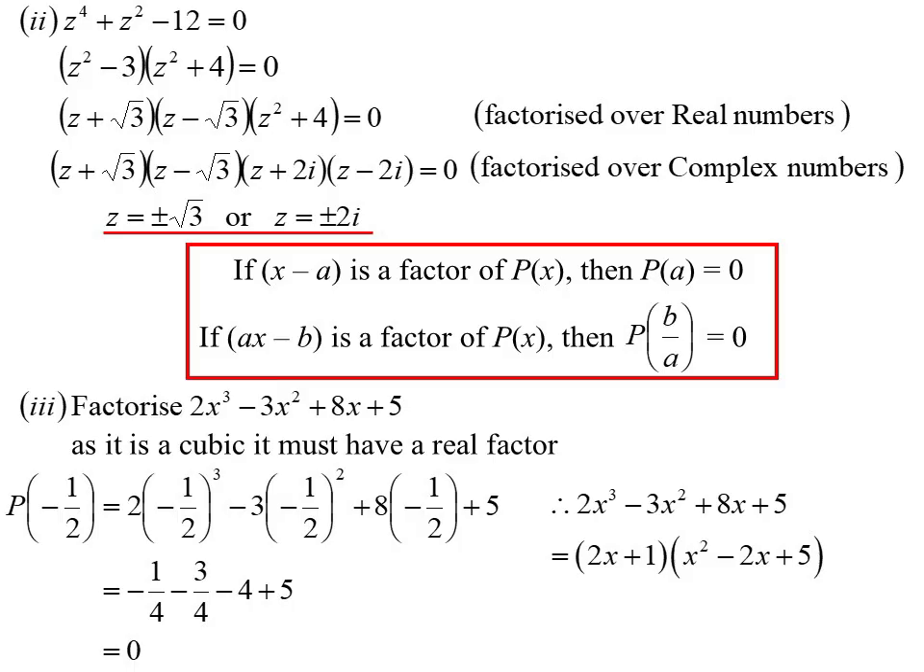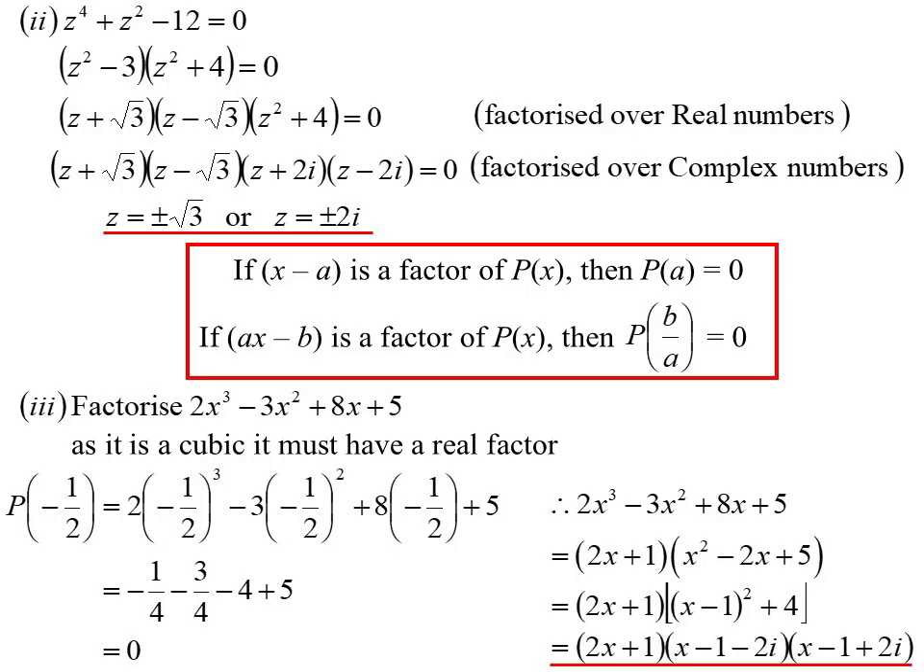And then we could do a polynomial division, or just looking at the terms to come up with the other factor. x squared minus 2x plus 5, which then I could go and factorise that one. It's a quadratic, so I can write it as difference of two squares. And there we have it: (2x plus 1)(x minus 1 minus 2i)(x minus 1 plus 2i).